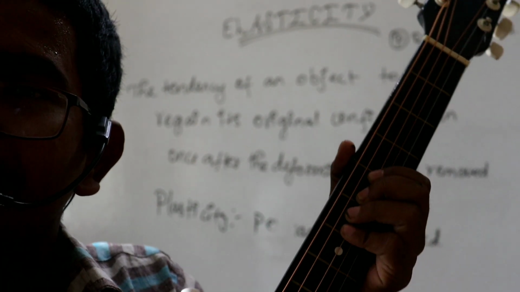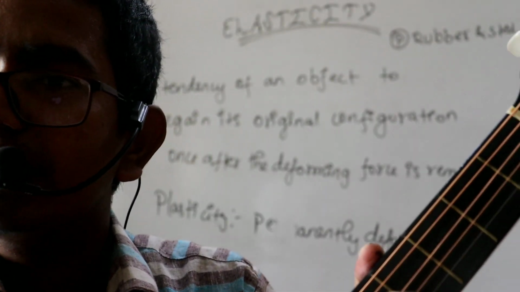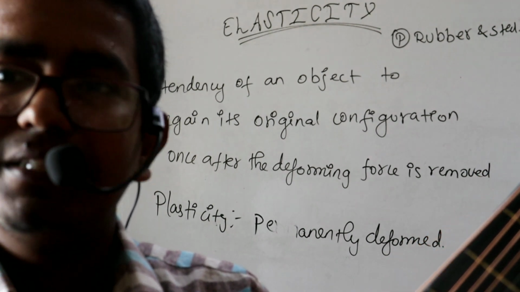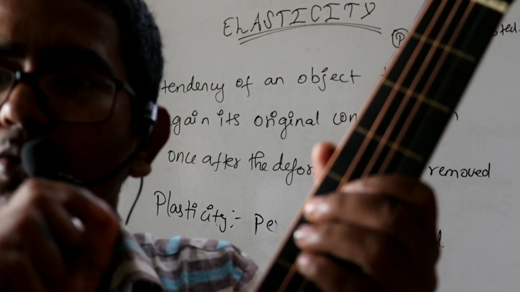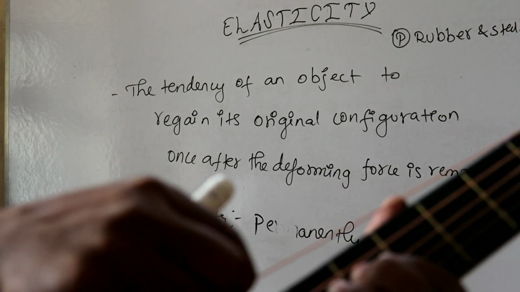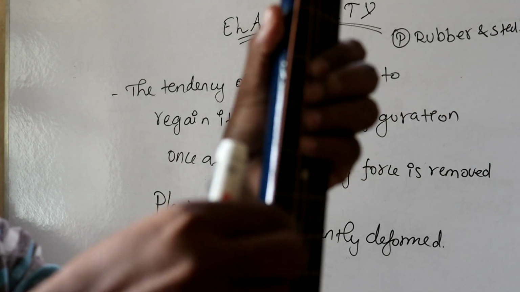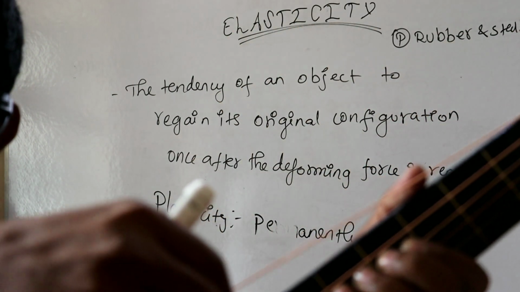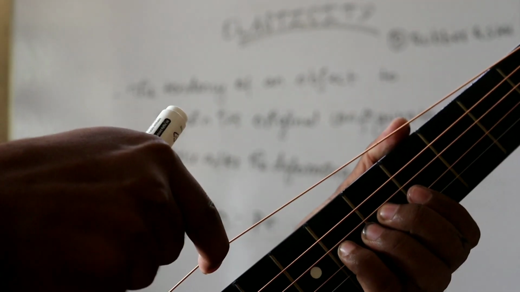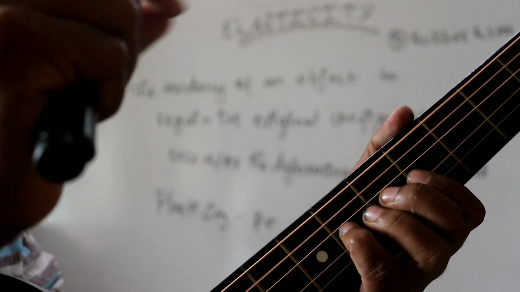So you can see, I'm going to do the same thing, now that the ends are fixed. That means they are held there. I'm going to deform the string position. You can see here, I'm trying to deform the string position. Now I'm removing the deforming force, and you will observe that it goes back to its original position faster than the rubber.